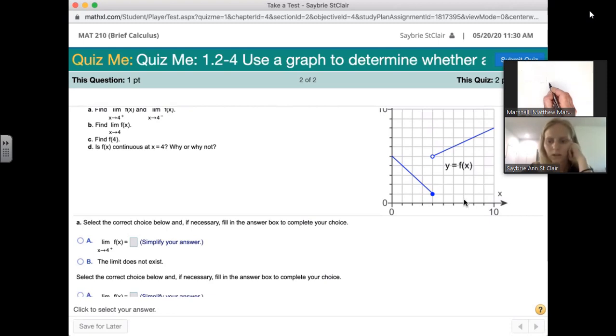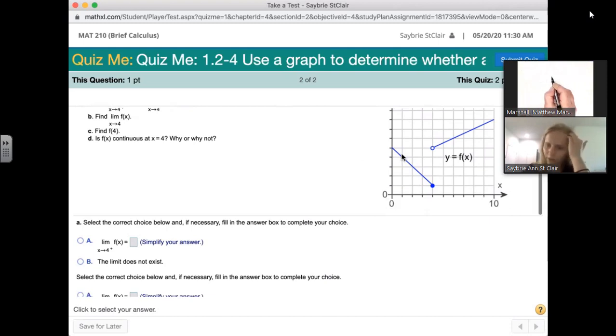Here, I'm going to try to draw this graph a little bit. Try to show you what they mean by that. Maybe my visual will make a little bit more sense. 1, 2, 3, 4, 5. 1, 2, 3, 4, 5. All right, can you see my graph? That kind of looks like the one that we're looking at here.